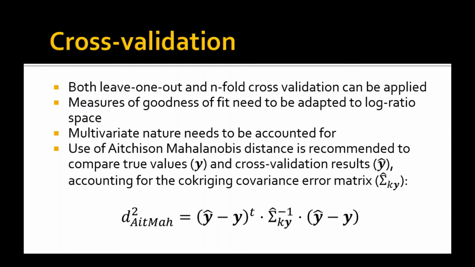So this is a distance that is based on the log ratios. And the matrix sigma inverse here is actually the inverse matrix of the co-kriging estimation variances, so that you get from a vectorial formulation of co-kriging.